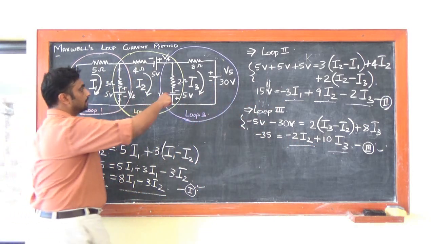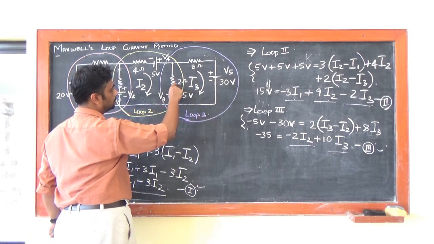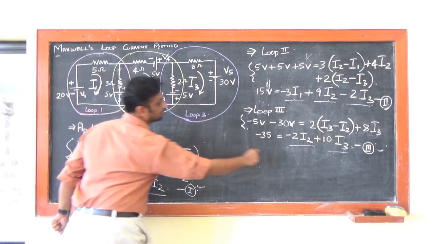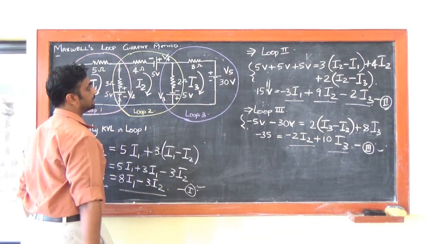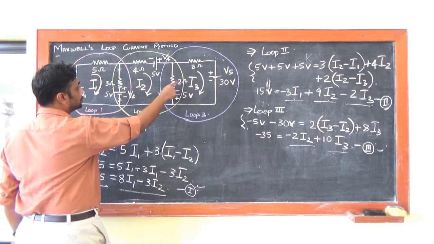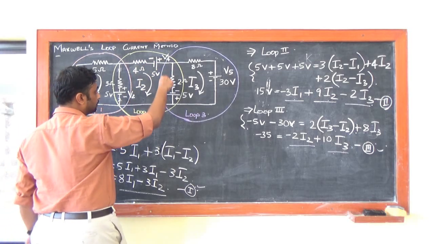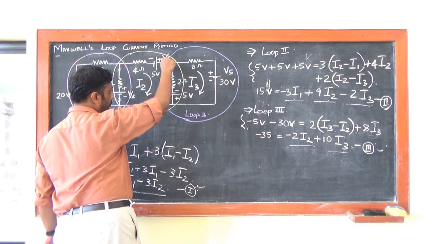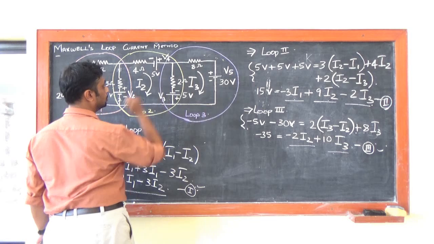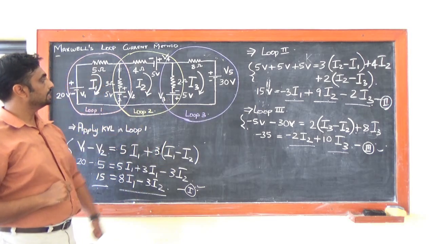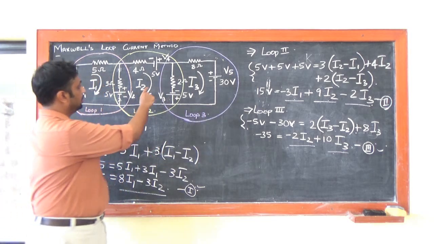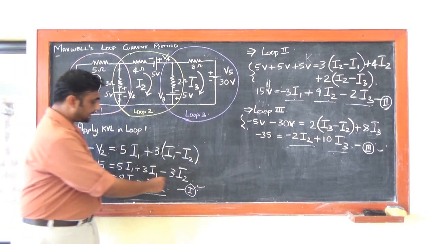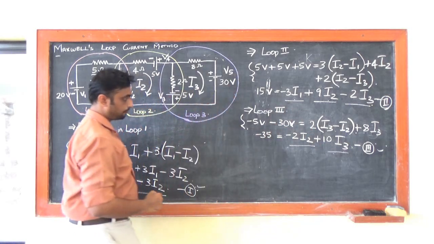So what we do is, we add the resistors 8 plus 2 because I3 is flowing in 8 ohms and 2 ohms. So 8 plus 2 is 10. So we have plus 10 I3 and we have minus 2 I2 because even I2 is flowing in this 2 ohms resistor. But it is flowing from top to bottom and I3 is flowing from bottom to top. That's the reason why we have a negative sign for minus 2 I2. So we can get these three equations directly.